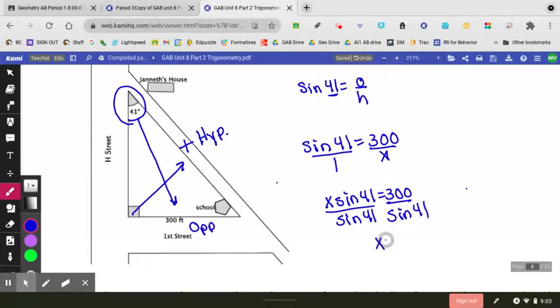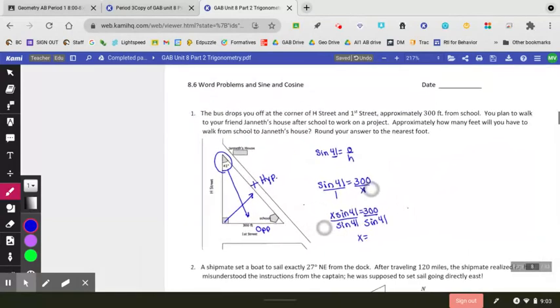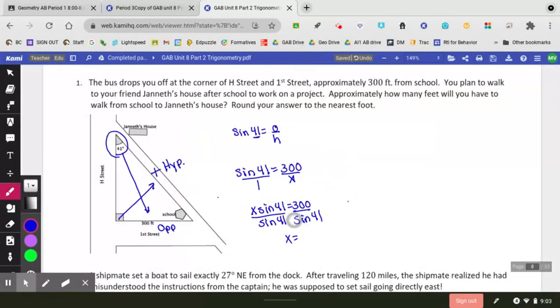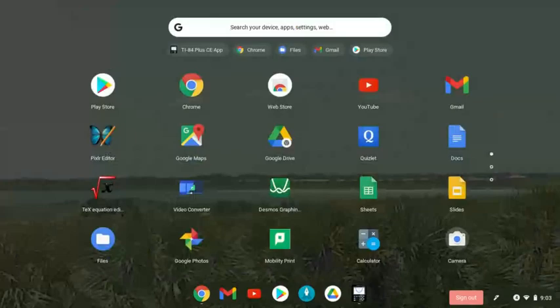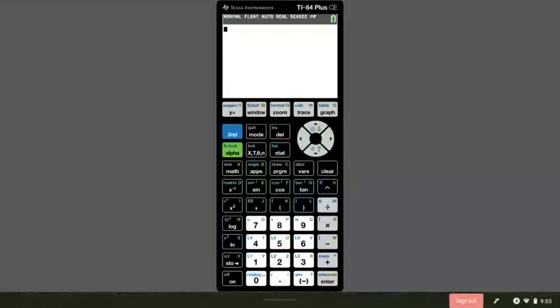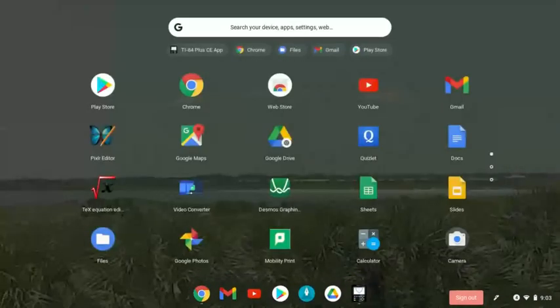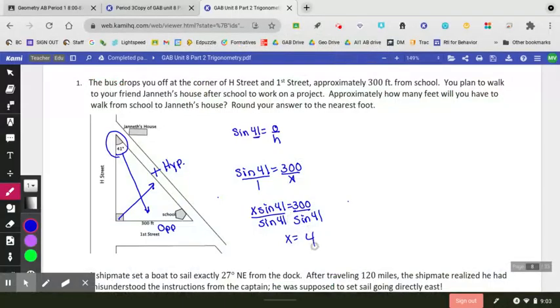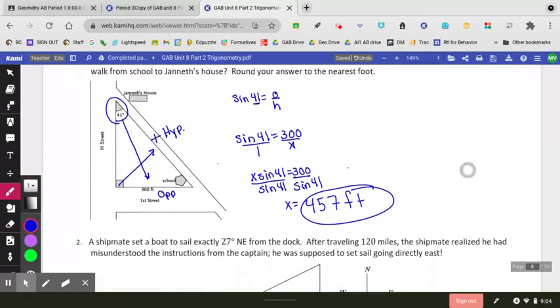And then I'm going to do that on my calculator. I want to round my answer to the nearest foot. It's a good idea to always use the fraction button on your calculator when you're doing this. So I'm going to do alpha y equals, 300 over sine of 41. Enter. So rounded to the nearest foot, that's 457 feet. So again, pause, try number two, come back and check.